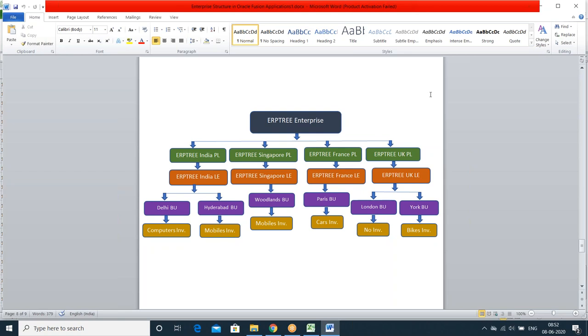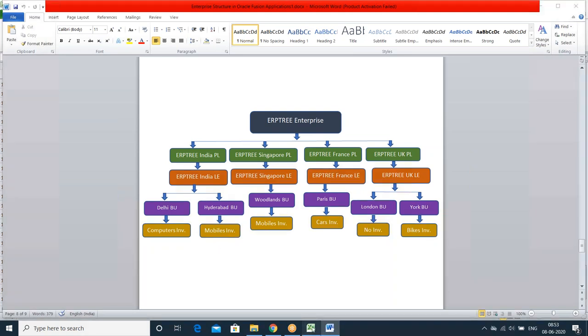Four countries, four primary ledgers. For each country, they say they have one registration. They can have more than one registration also. Accordingly, we have to create the legal entities. So here we have taken four countries, four registrations. In each country, now how many locations are they operating the business in? Those many business units we take to support those business unit operations. How many warehouses do we have, accordingly how to use the operating unit inventory organizations.